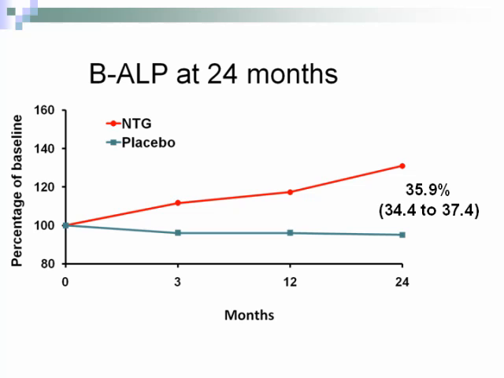That increase widened over 24 months to 35.9%. So again, nitroglycerin group had a 35.9% increase in bone alkaline phosphatase compared with placebo.